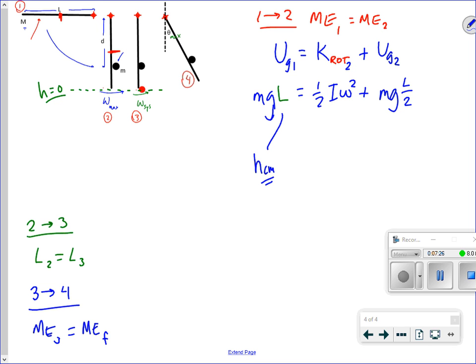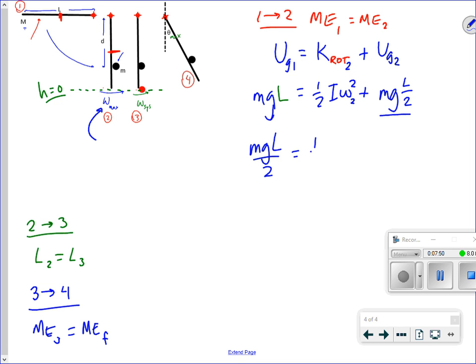Now notice here that if we were to write an expression for how fast this is, omega 2, I know it's small, is what we call omega max. What's omega max? Well, notice we would subtract this over to here, and the mgL minus the mgL over 2 is just mgL over 2.